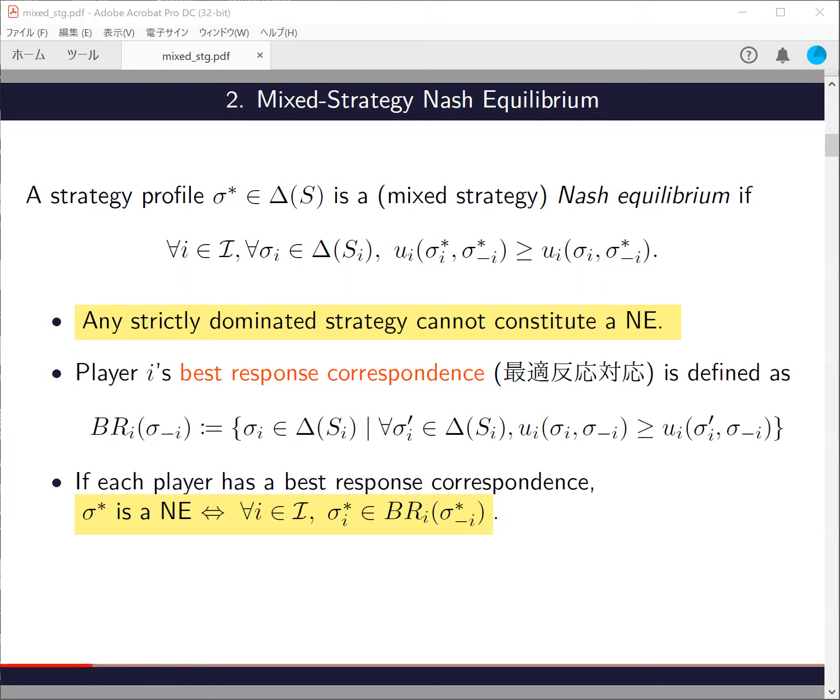We saw that pure strategy Nash equilibria can be thought of as a strategy profile in which every player is best responding to each other in pure strategy. We can also apply this to the case of mixed strategy Nash equilibrium and think of mixed strategy Nash equilibrium as the strategy profile where every player is best responding to each other in mixed strategies.